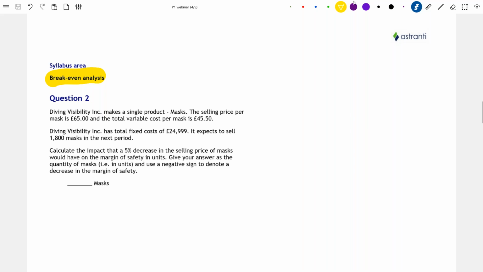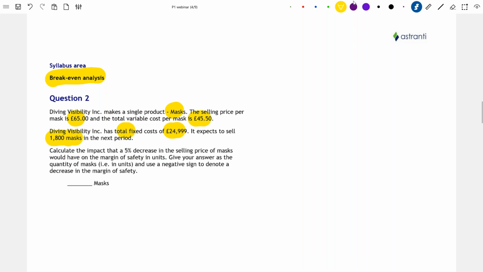So our company this time around is called Diving Visibility Incorporated, and the only product it makes is masks. The selling price for a mask is £65, and the total variable cost per mask is £45.50. We're told that the company has total fixed costs of £24,999, and it expects to sell 1,800 masks in the next period.